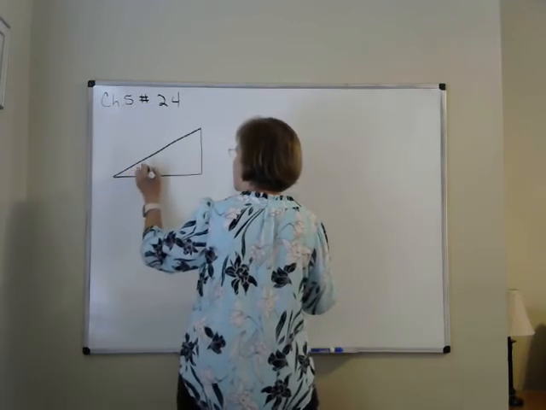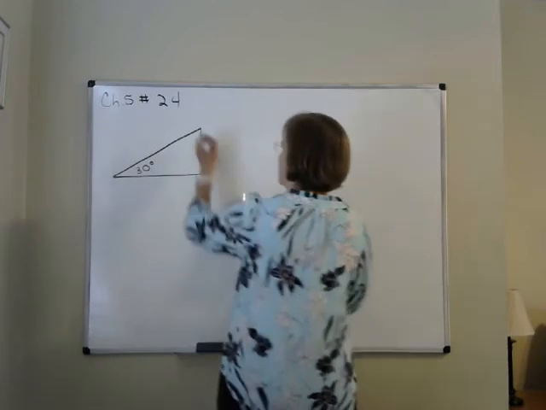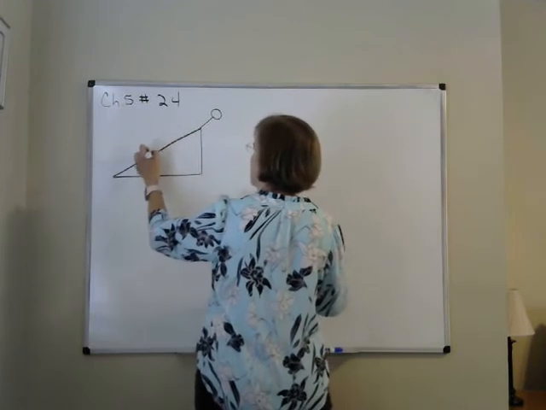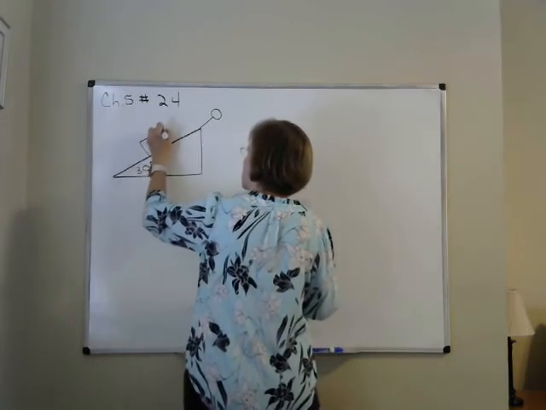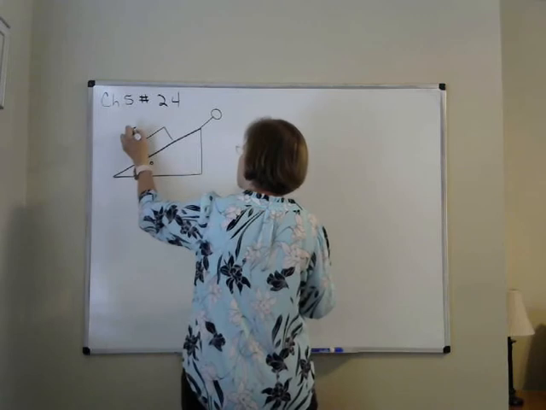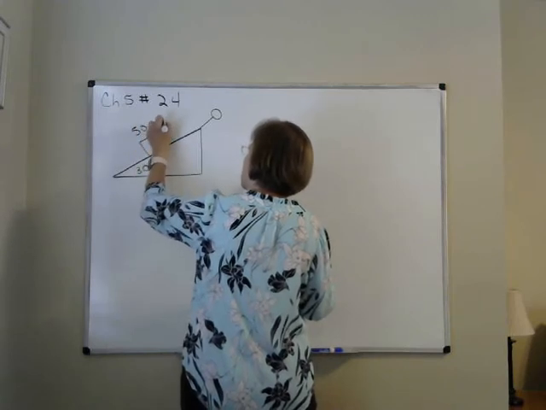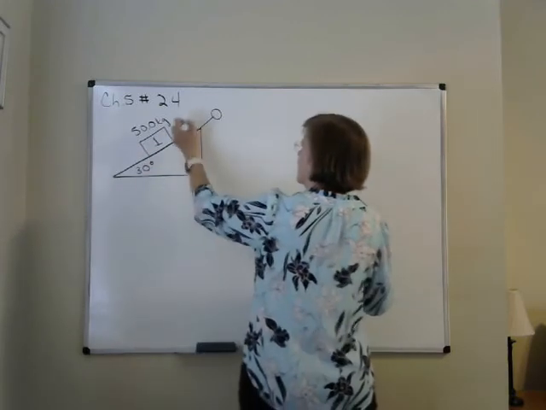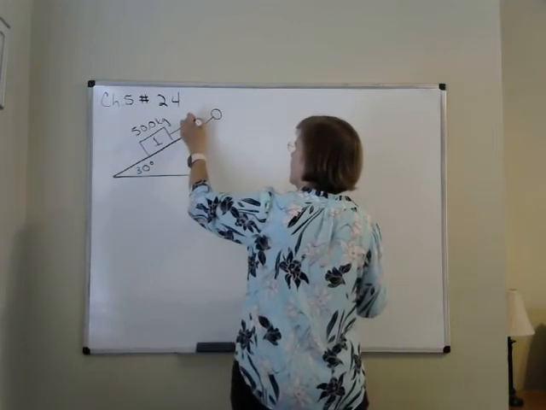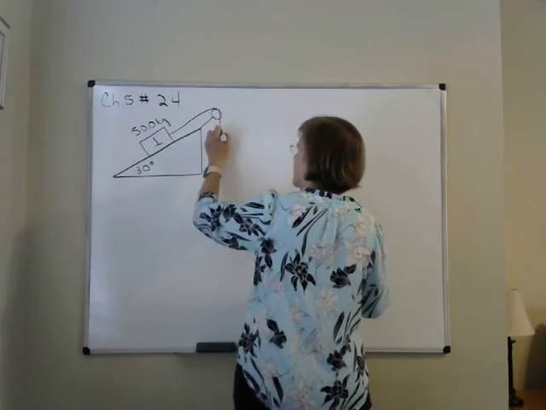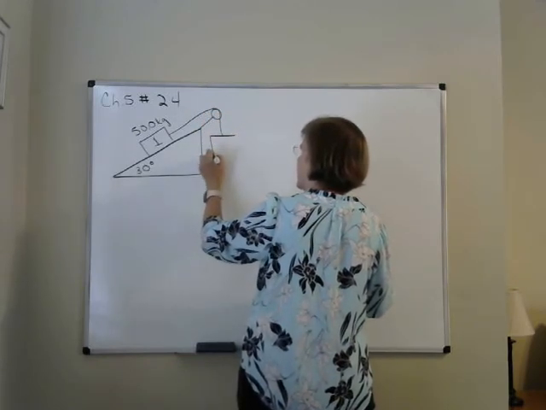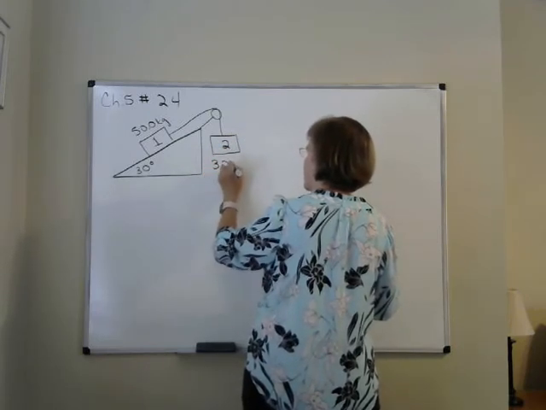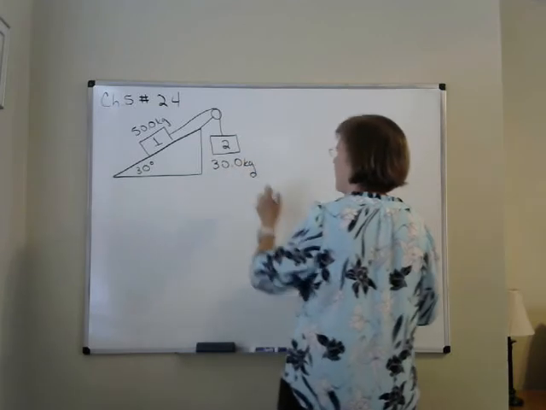We have a ramp that's at a 30-degree angle. At the end of this ramp, we have a pulley. On the ramp, we have a box that's 50 kilograms. Call that box number 1. It's connected by a pulley to box number 2. And box number 2 weighs 30 kilograms.